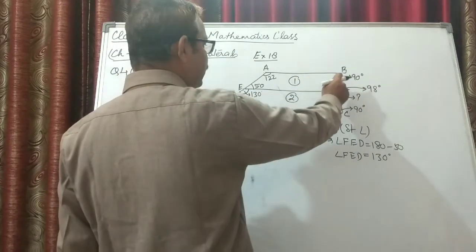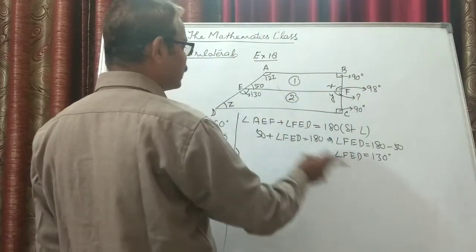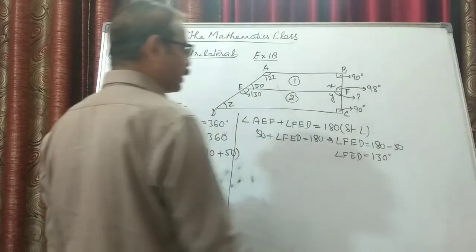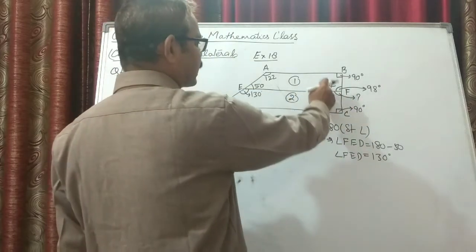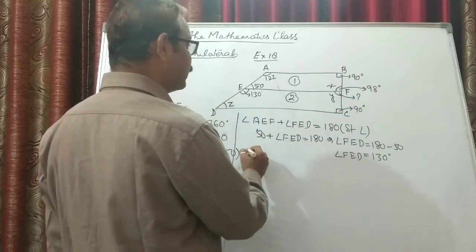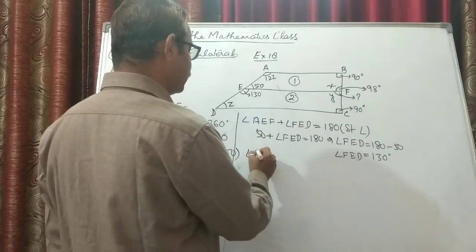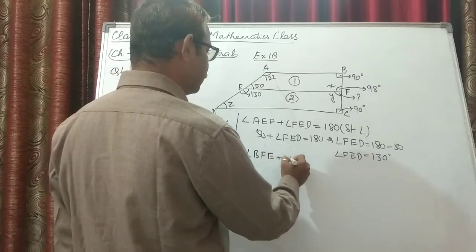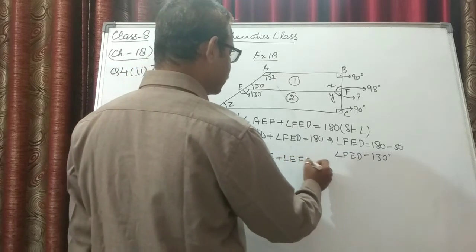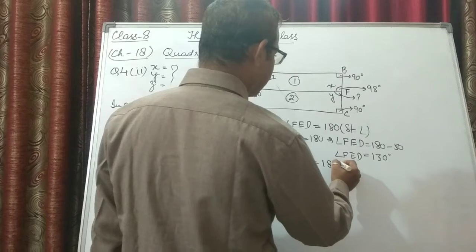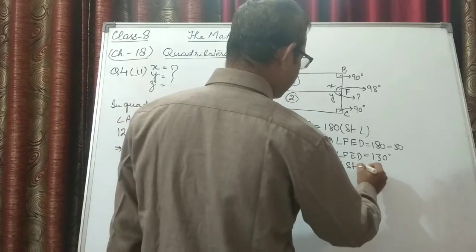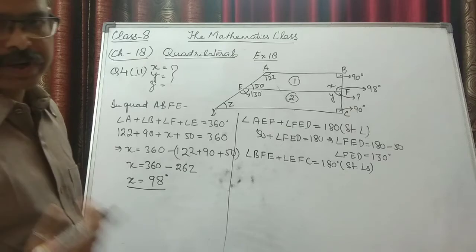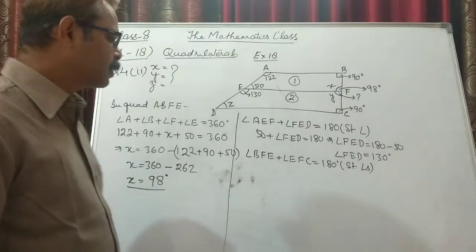Y. Angle BFE plus angle EFC total. BC is a straight line. So we can say angle X plus angle Y is equal to 180. Similarly, we can say angle BFE plus angle EFC is equal to 180 degree. Why? Again, straight angle or linear pair. These are straight angles. Sometimes we can say straight angle, sometimes we can say linear pair.